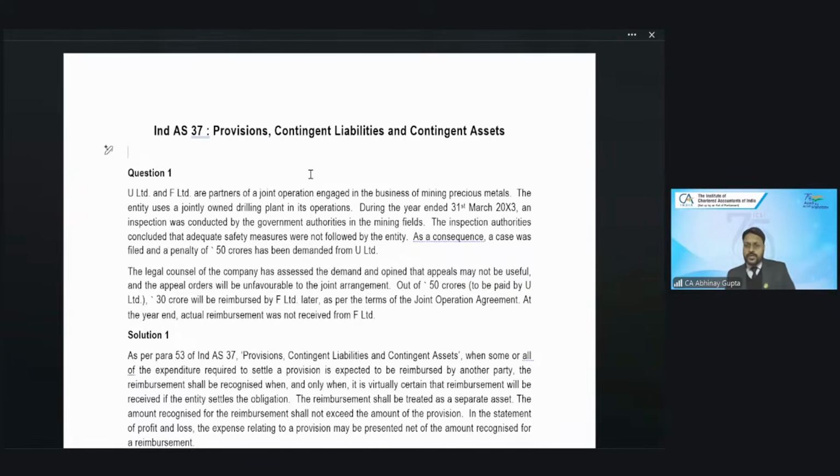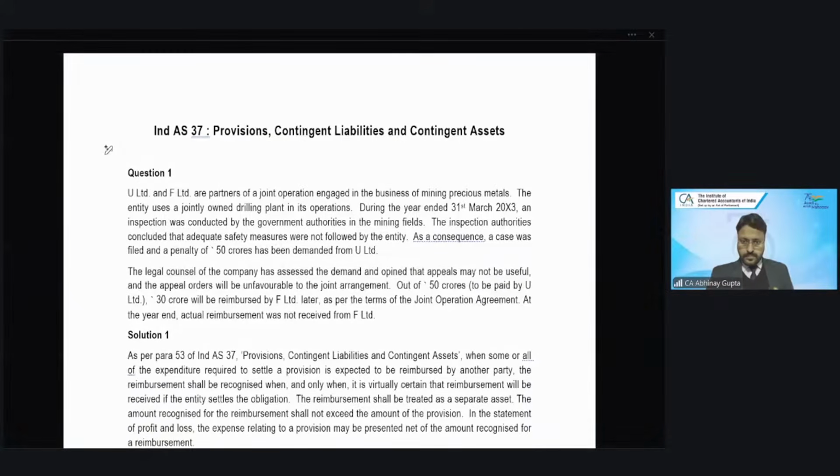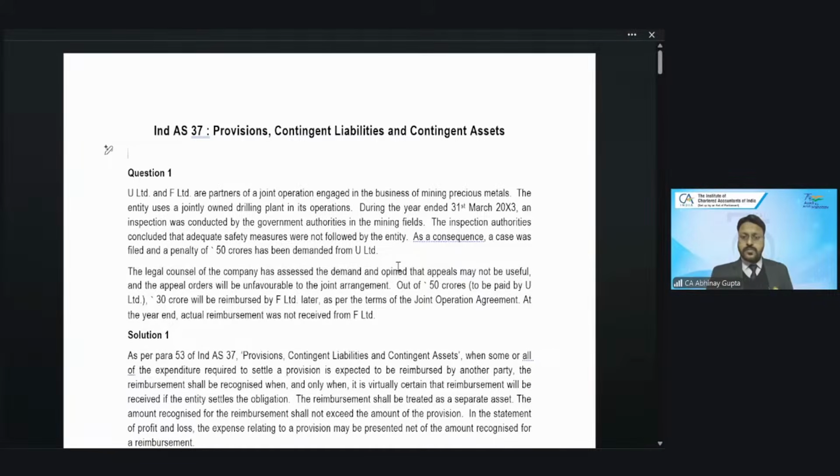So a small quick check. What is the contingent asset? Because this is the new item, right? Provisions, contingent liabilities we have been studying since ages, but this is the new item. Contingent asset is a possible asset arising from a past event, to be confirmed by a future event not wholly within the control of the entity.